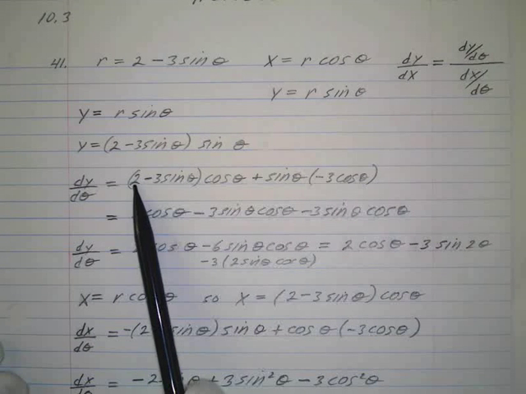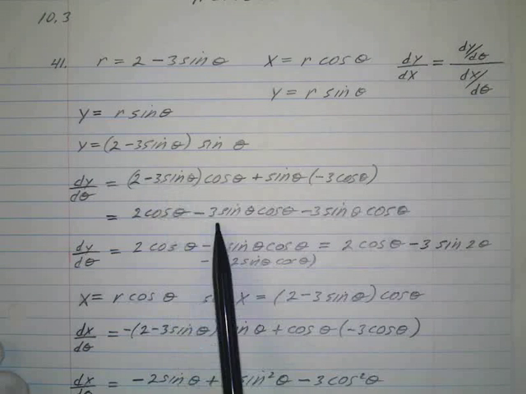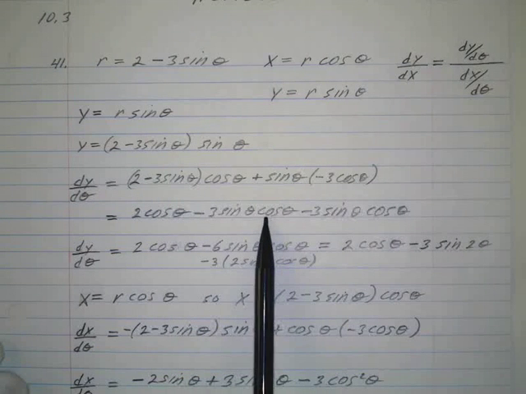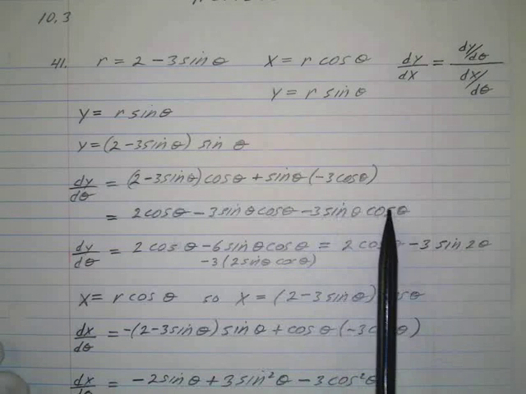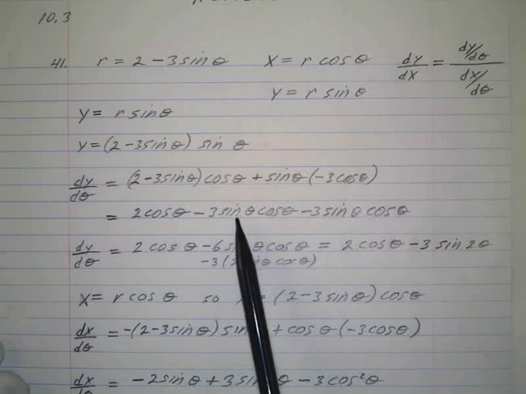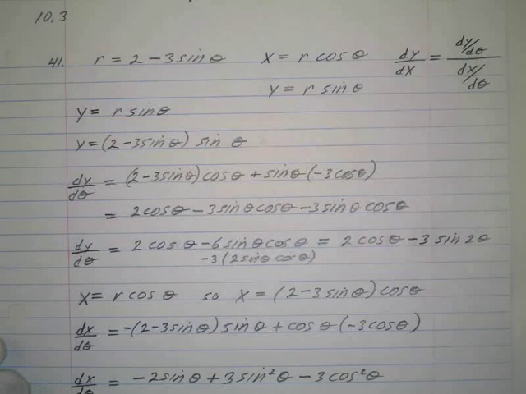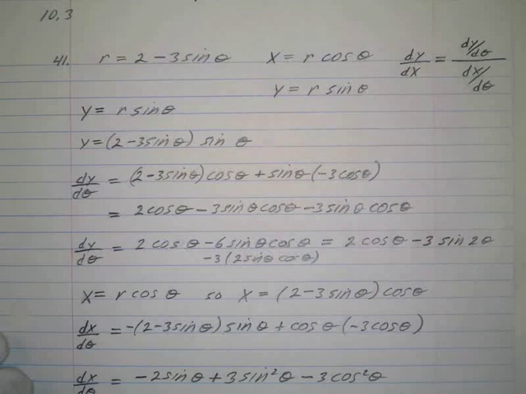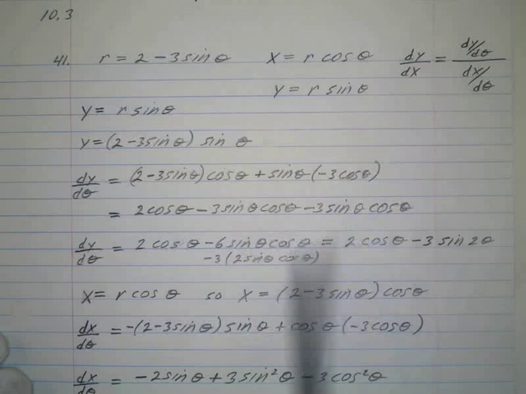So first of all, I distributed this. I multiply this out: 2 cosine of theta and negative 3 sine theta cosine of theta. Whenever I see sine theta cosine theta, I'm always thinking two-angle formulas, and I can simplify those. And that's always a little bit easier. So whenever I see that, I can think of simplifying this.